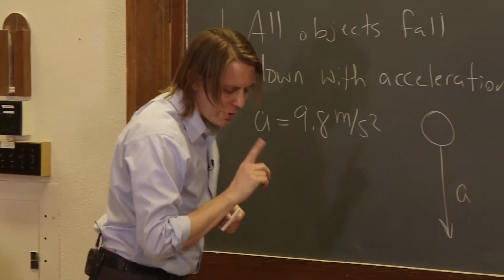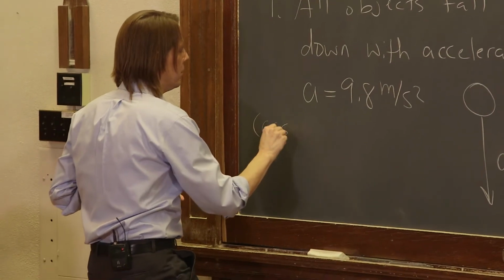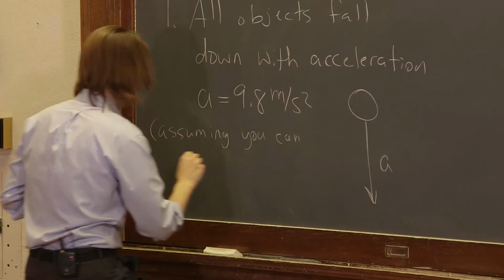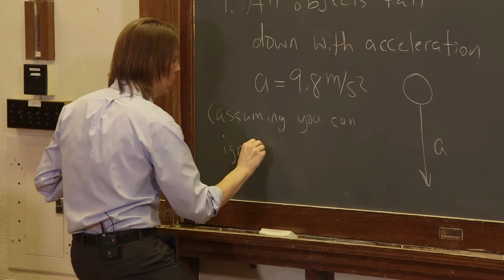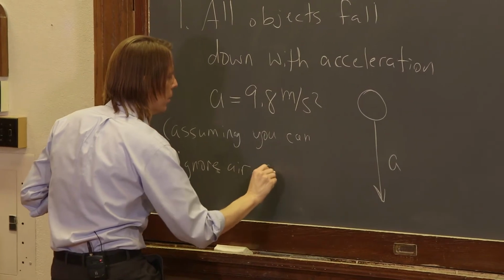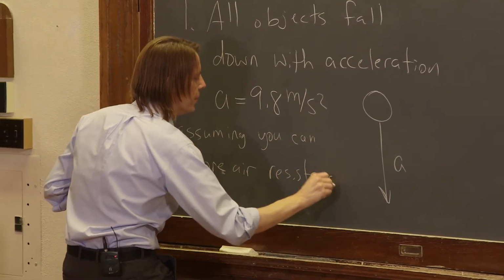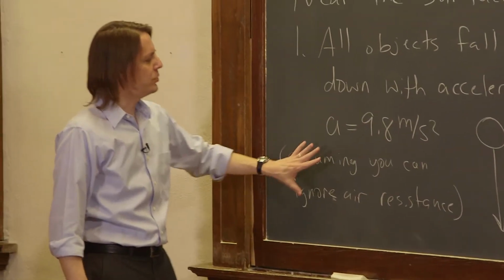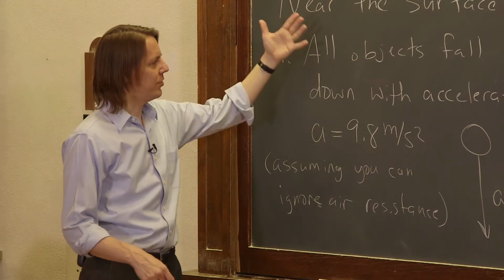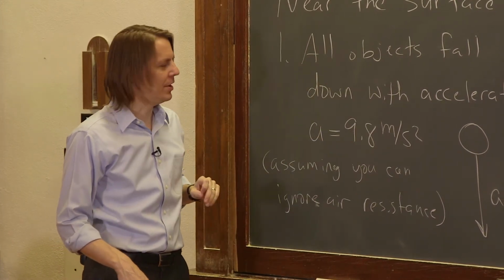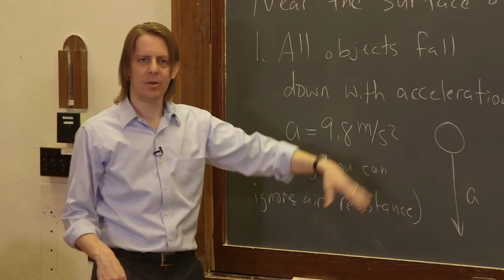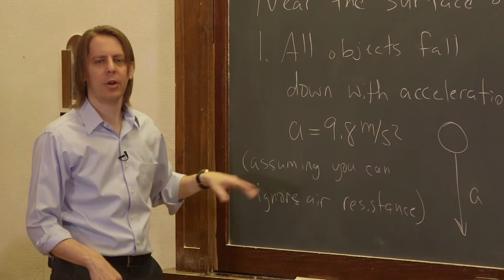The one thing we got to put, though, is assuming you can ignore air resistance. Again, we'll get into it next week when we talk about forces, but for now you'll usually see this written in a problem, and they just want you to use the acceleration, and of course the cause of this is gravity. Okay, we'll get into it next week. But what's interesting is all objects fall at this rate, at this acceleration, no matter what their mass is, if you can ignore air resistance.